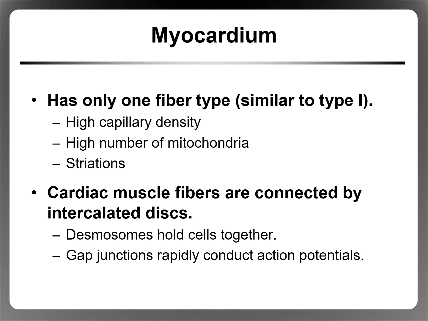Our cardiac muscle fibers are also going to be connected by something called an intercalated disc. These are going to be desmosomes that help hold the cell together. This is a very strong connection and very difficult to break.